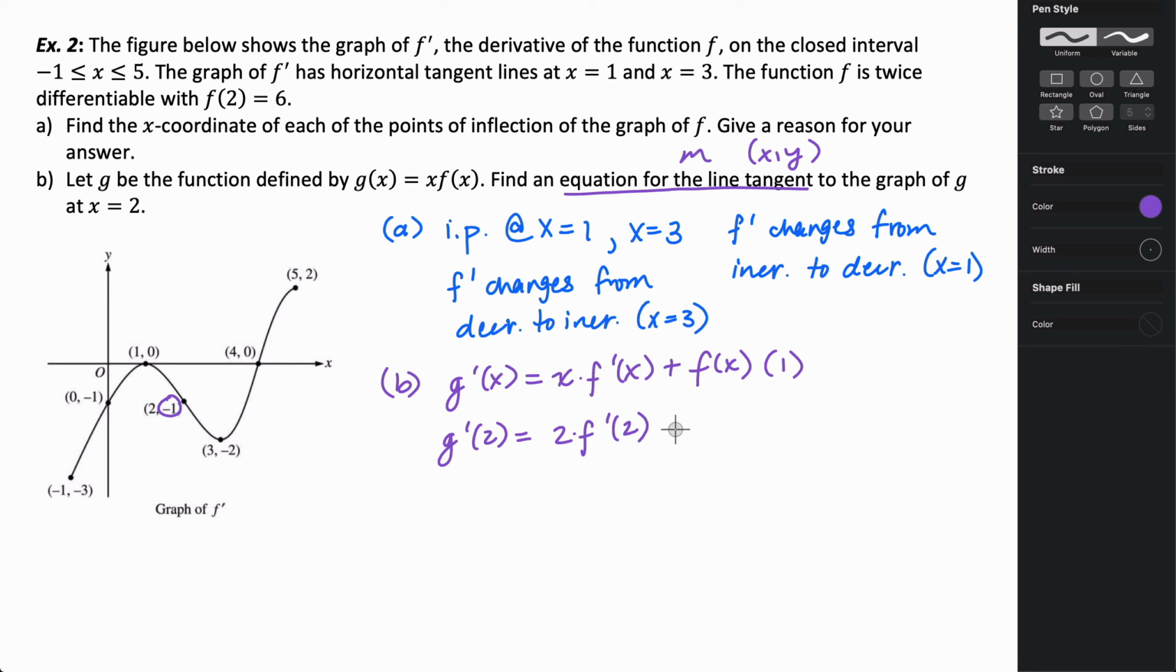But let me just write out what we have here. Plus, what is f of 2 times 1? So just f of 2. So this is going to be 2 times f prime at 2, which is -1.